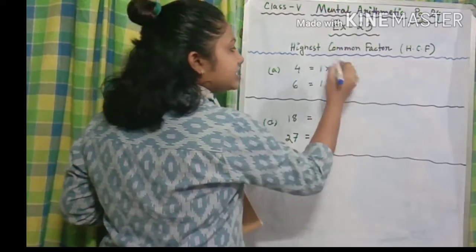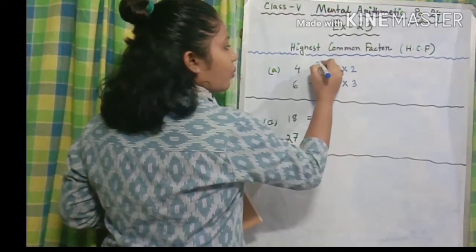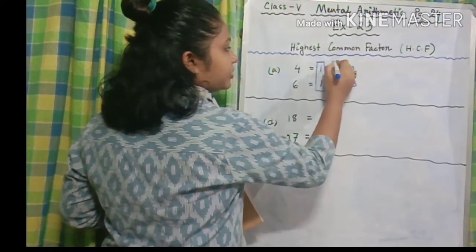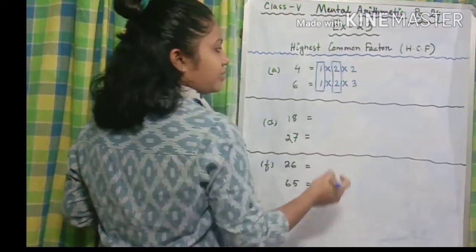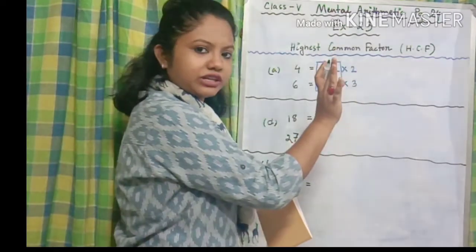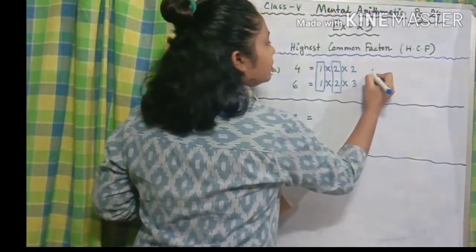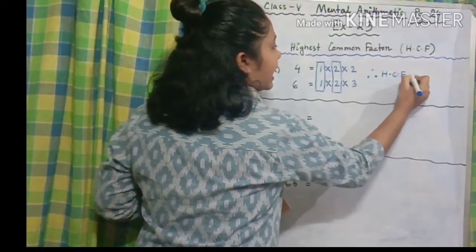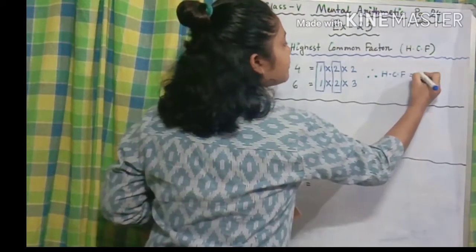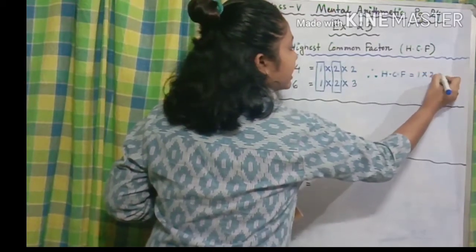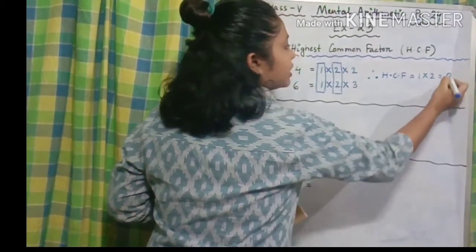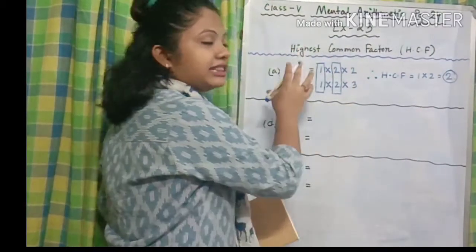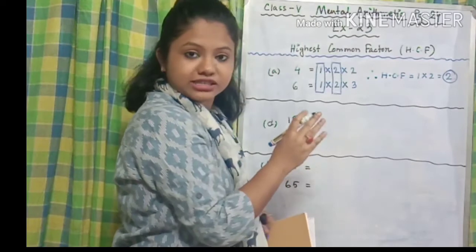So what is the common between these two numbers? 1 is common and 2 is common between these two, right? But 2 and 3, these two are different. So how are we going to write the HCF? The HCF, or the highest common factor, is 1 into 2, that is 2. This is how we find our HCF, and this method is called the prime factorization method.